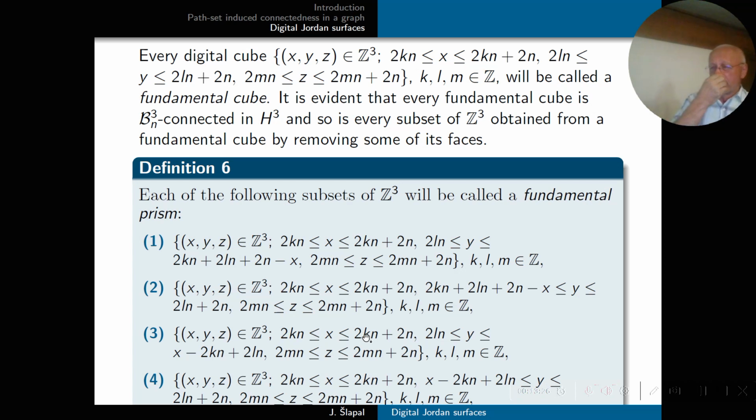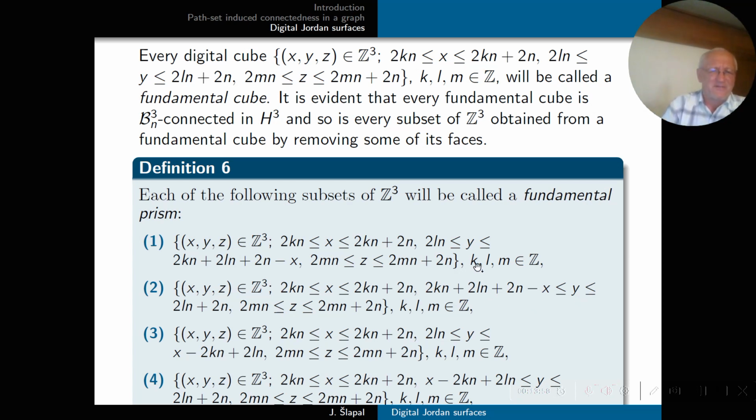And now it is natural to call sets which are defined here cubes. We will call them fundamental cubes. These are cubes with the length of every side being 2n. So in a natural way we define the concept of a fundamental cube. And now, using this cube, we may always divide this cube into two fundamental prisms.